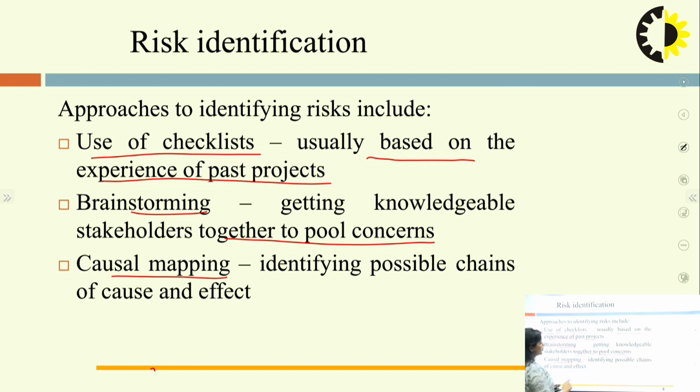Next one is causal mapping, identifying possible chains of cause and effect. So when this particular risk will come and how much it will affect. So that is causal mapping, from where we can also identify how the risk will affect.